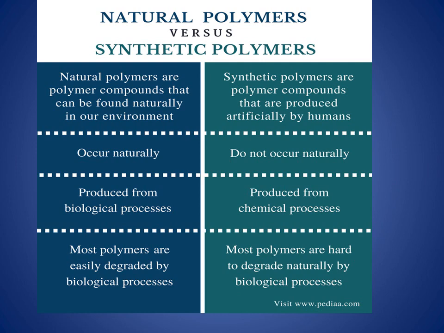Most natural polymers are easily degraded by biological or natural processes. And then on the right, we have synthetic polymers. Synthetic polymers are polymer compounds that are produced artificially by humans, but from natural materials. They do not occur naturally. Only the original compounds occur naturally. They are produced by chemical processes, and most synthetic polymers are hard to degrade naturally by biological processes.